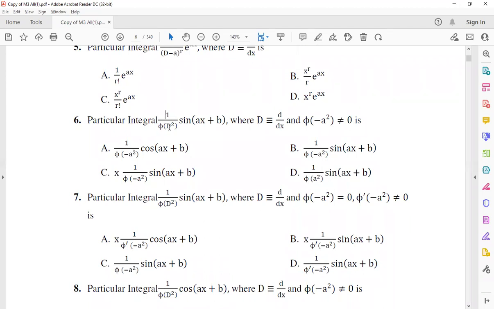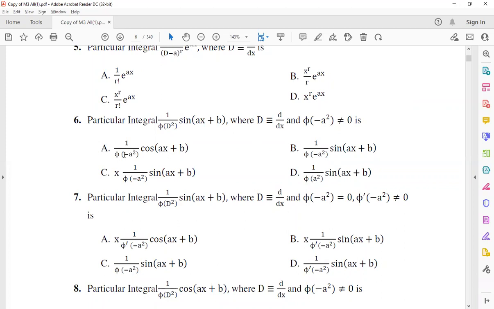And it is said that after substituting, it has not become 0. Then is it the case of failure? No. So what do we do? We just put minus a square and stay quiet, because it has not become 0. Then which is the correct answer? B. B is correct. D square you will only replace by minus a square. Sin is sin itself.